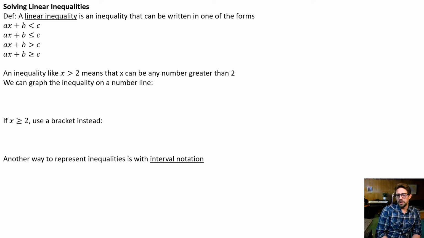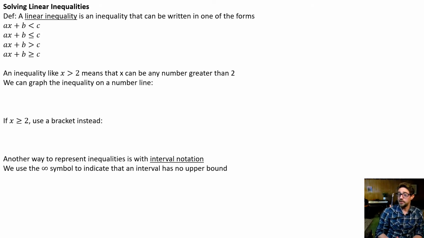Now here's another way to do that. This is called interval notation. Your book introduces something called set builder notation, which I'm not going to do. So if the homework asks you to do that, apologies, but you'll figure it out. So interval notation, you don't use a number line, you use parentheses and brackets like this.